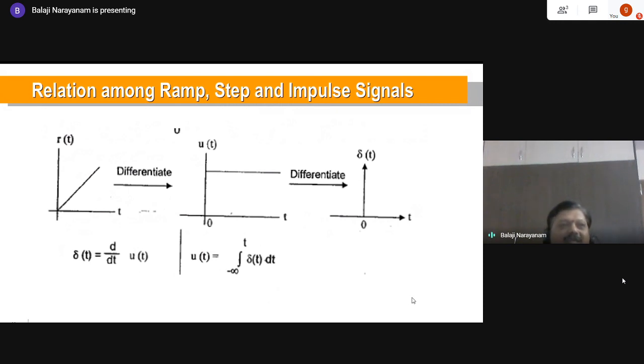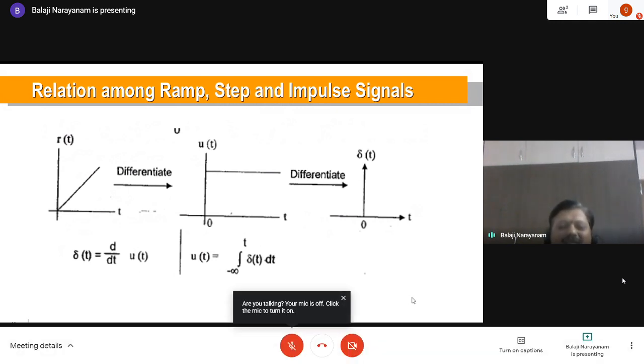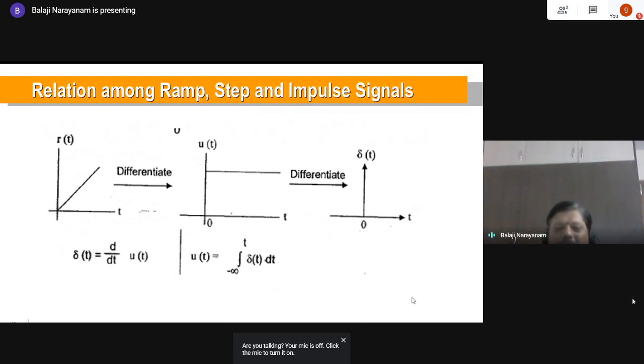Now, so far we discussed that integrating the unit impulse will result in the unit step, and integrating the unit step will result in the unit ramp. Now let us take the ramp function and differentiate it. If you differentiate the ramp function, that will result in a unit step function, and if you differentiate a unit step function, you get the unit impulse function. So these are the relations among the ramp, step and impulse signals that we just discussed.